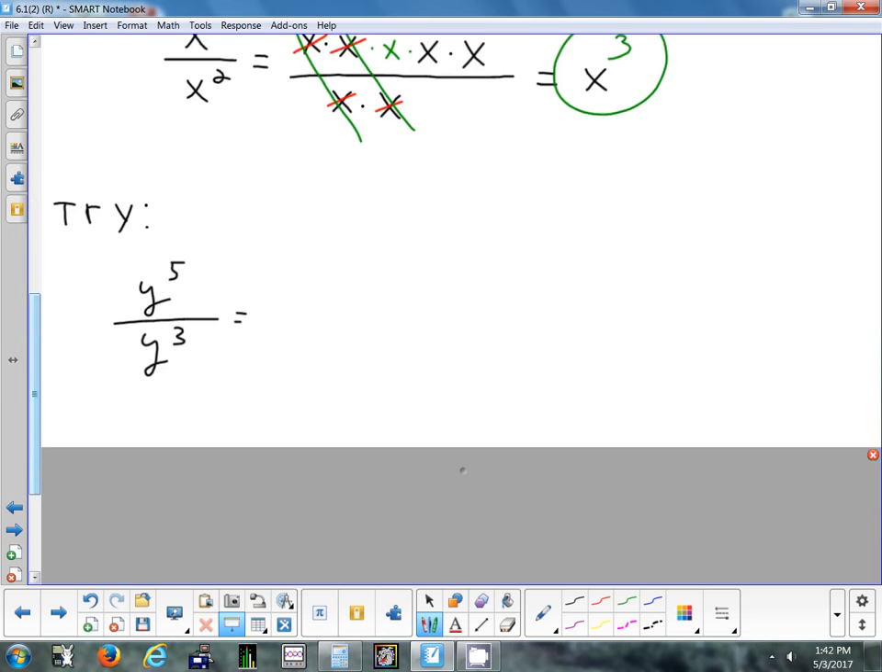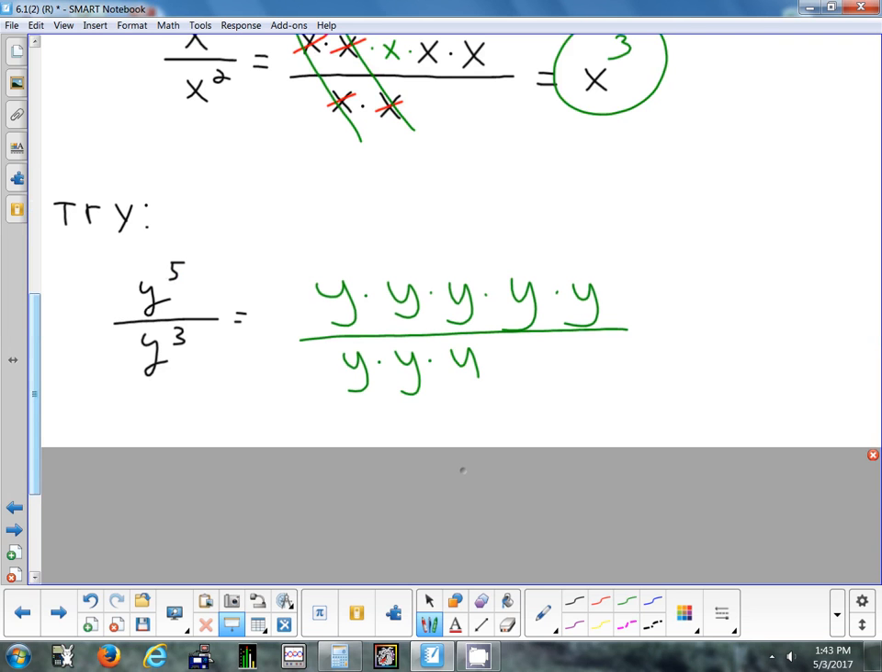Let's do it just so you guys can see it. Y to the 5th. How would I write that out? Yeah, y times y times y times y times y. And then on the bottom, how would I write out y to the 3rd? Yeah, y times y times y. All right. One set of y's cancels out. Another set of y's cancels out. One more set of y's cancels out. Answer would be y to the 2nd.